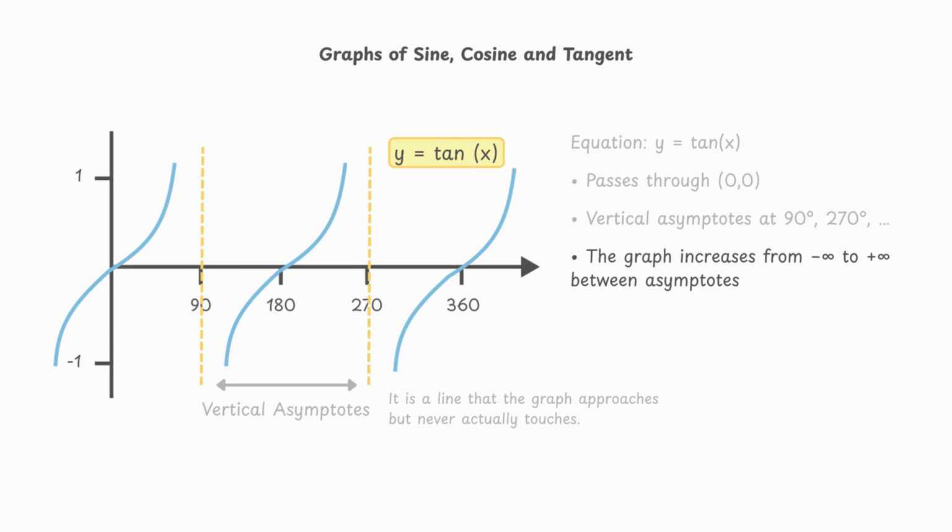Now, another important feature is the period. For the tangent graph, the pattern repeats every 180 degrees. This is different from sine and cosine, which repeat every 360 degrees. So the key features to remember are: it passes through 0, 0. It has vertical asymptotes. It increases from very large negative values to very large positive values. And it repeats every 180 degrees. So when you see a graph with repeating separate curves and vertical asymptotes, you can recognize it as a tangent graph.